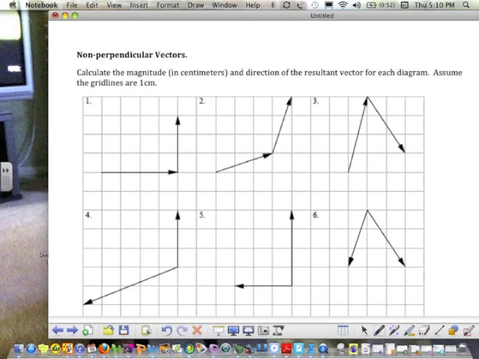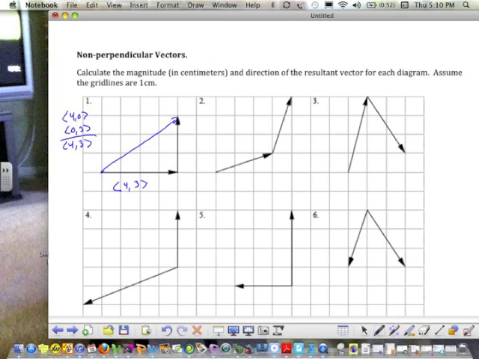So for the first one, the resulting vector is from the beginning of the first one to the top of the last one. So the resulting vector for this one would be over 1, 2, 3, 4, and up 1, 2, 3. Now, notice if I add the vectors together just using the coordinates, I'll get the same thing. So the first vector is over 4 and up nothing. And the second vector is over 0 and up 3. So when I add them together, I end up getting 4, 3 anyway. So notice there's no difference between my answers.